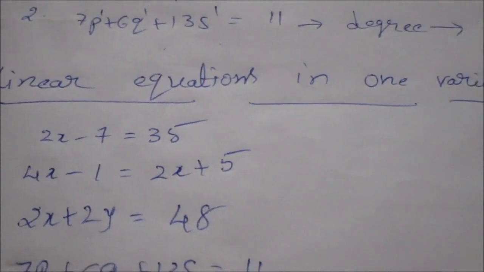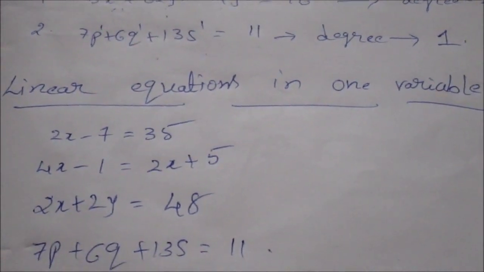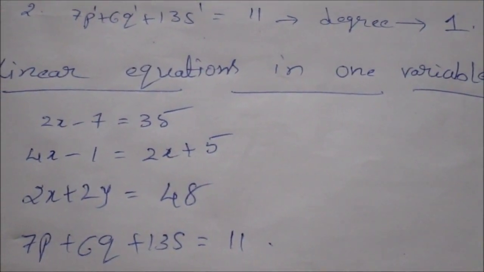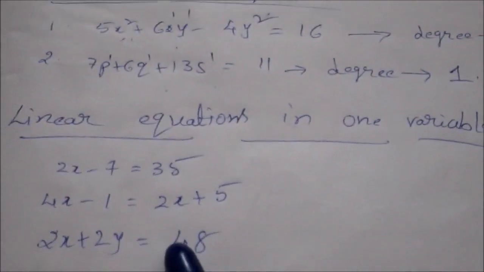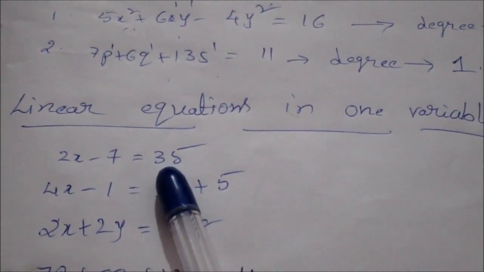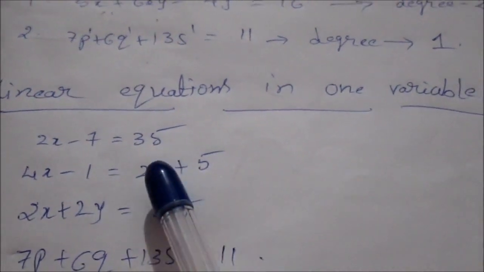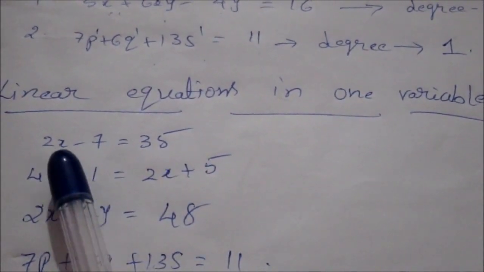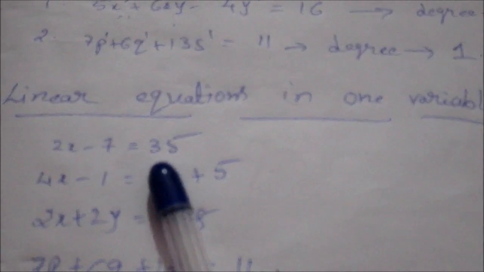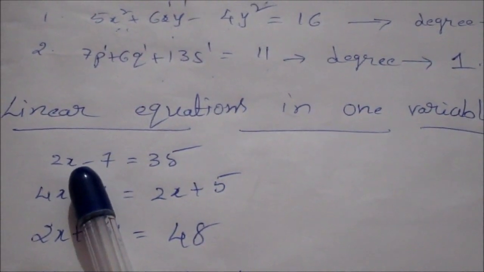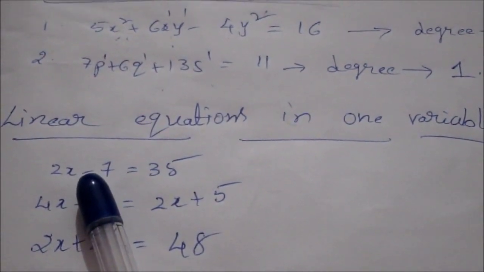Next, linear equations in one variable. What is a linear equation in one variable? A linear equation means any equation having degree 1. And a linear equation in one variable means in that equation the variable should be only one. Either x or y or any variable, only one variable it should contain. That is called a linear equation in one variable. See, consider some examples. 2x minus 7 equal to 35. In this equation, which is the variable? Here x is the variable. Only x is the variable.